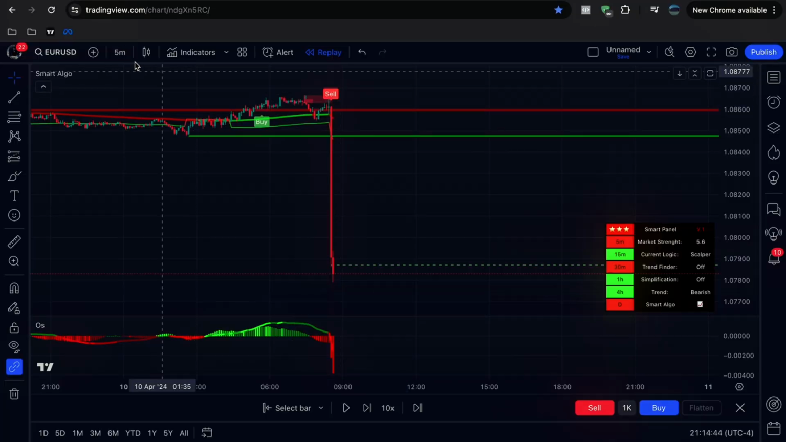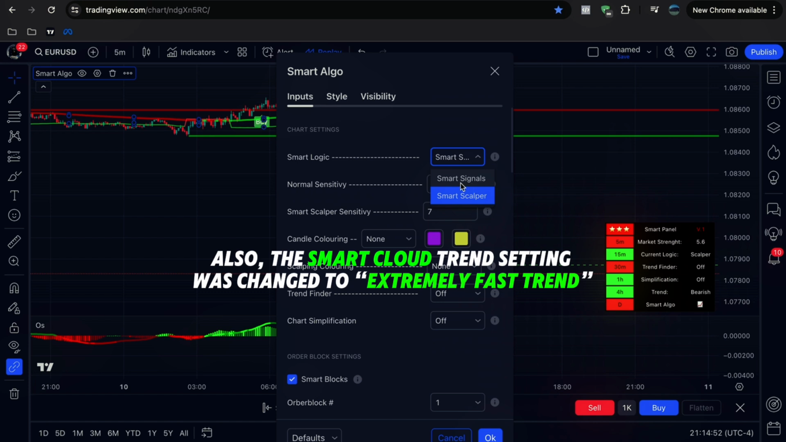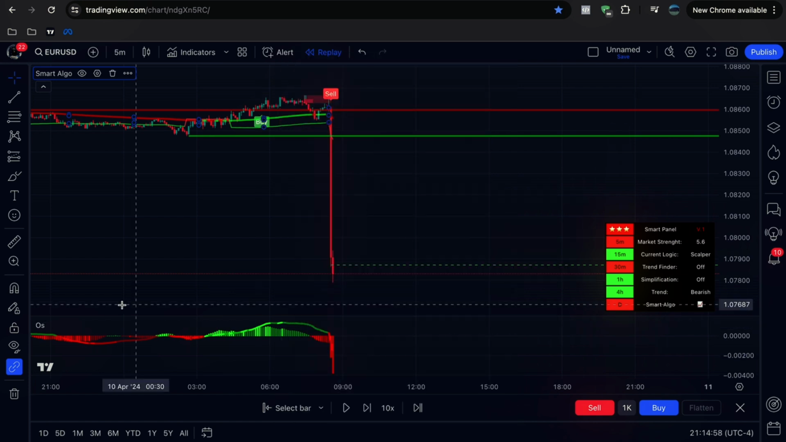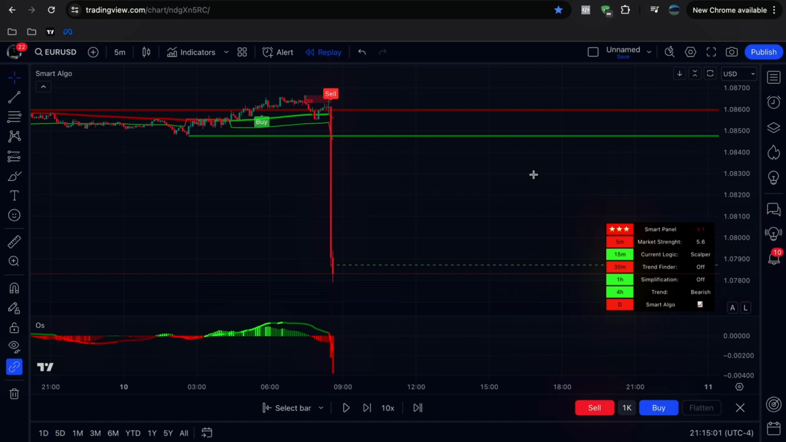Time frame, guys, we're on the 5-minute time frame. The only settings that I changed, guys, was the smart logic. I changed it from smart signals to smart scalper mode, and I added the smart oscillator, guys. When we're trading on lower time frames, we always want to add the oscillator.